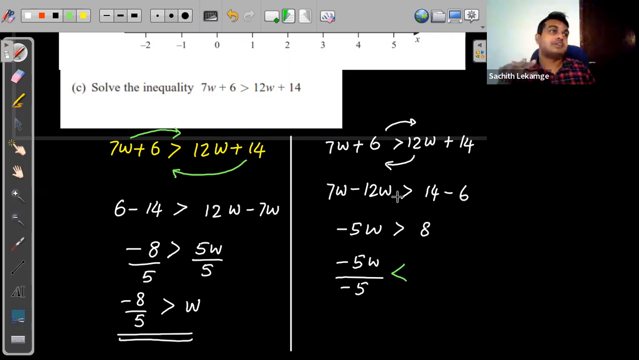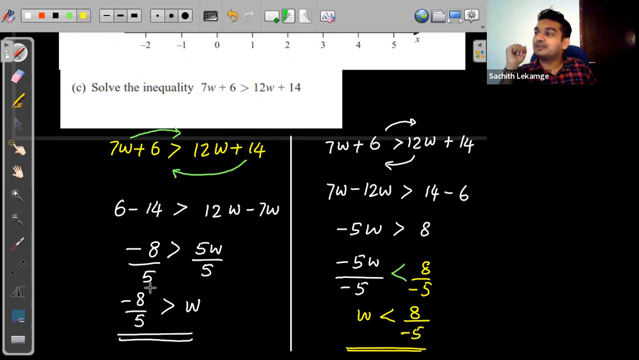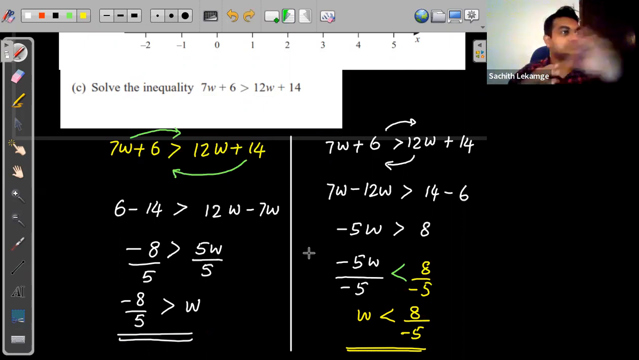If you forget to reverse, your mark will be reversed. Right? 8 divided by minus 5. So W is greater than minus 8 over 5. Same answer. Don't think these are two different answers. Make it W, make it W. Now it's the same. Got it? Okay. Is that clear now? Yes, it's correct, minus 1.6.